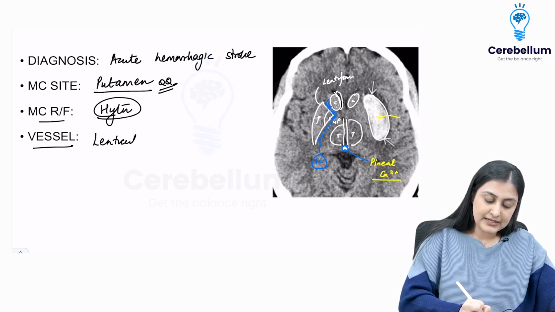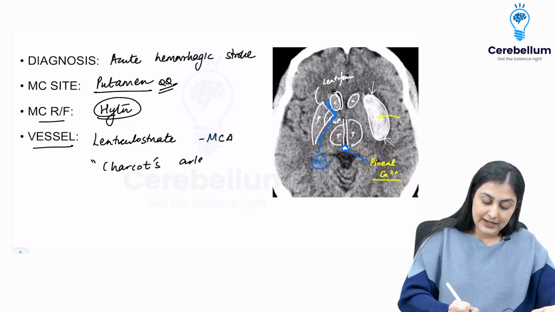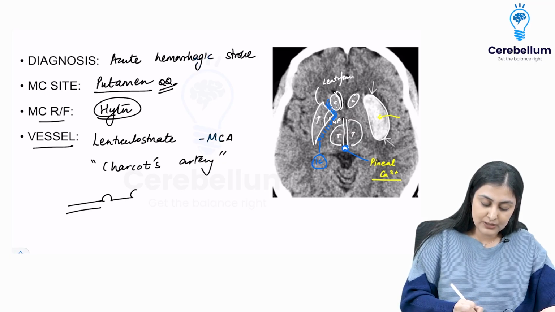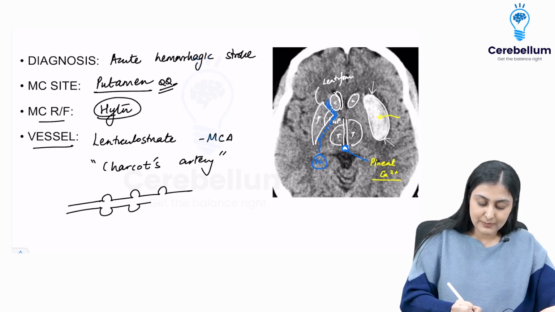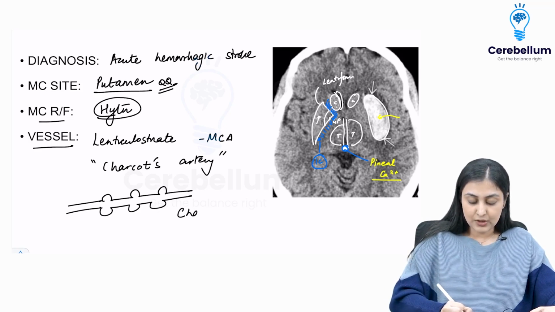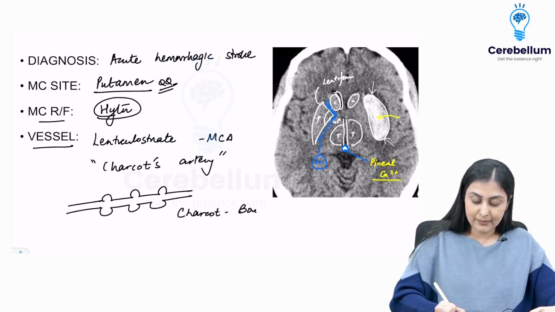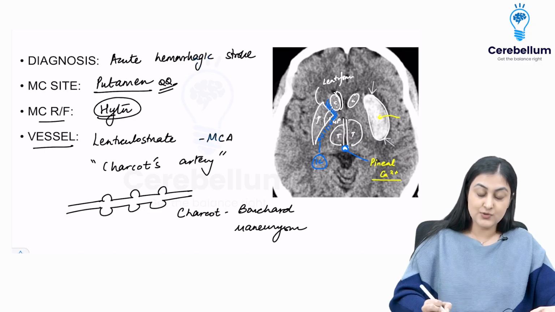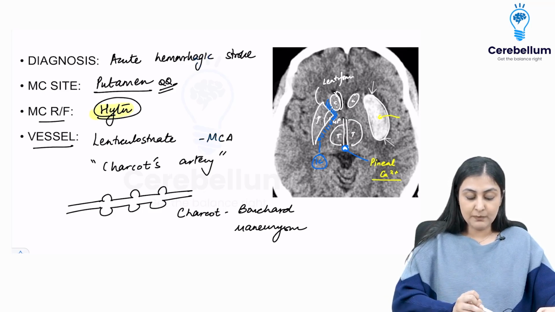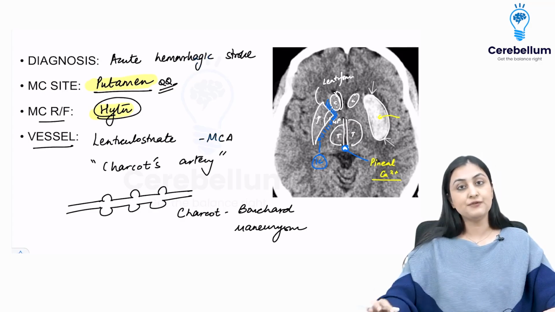So this is the lenticulostriate branch of MCA, and this vessel is called Charcot's artery. This hemorrhage happens because these small vessels have small microaneurysms, which can rupture and result in bleeding. These are called Charcot-Bouchard microaneurysms, which can rupture and lead to hemorrhage. So this is about putamenal bleed in hypertensive patients.